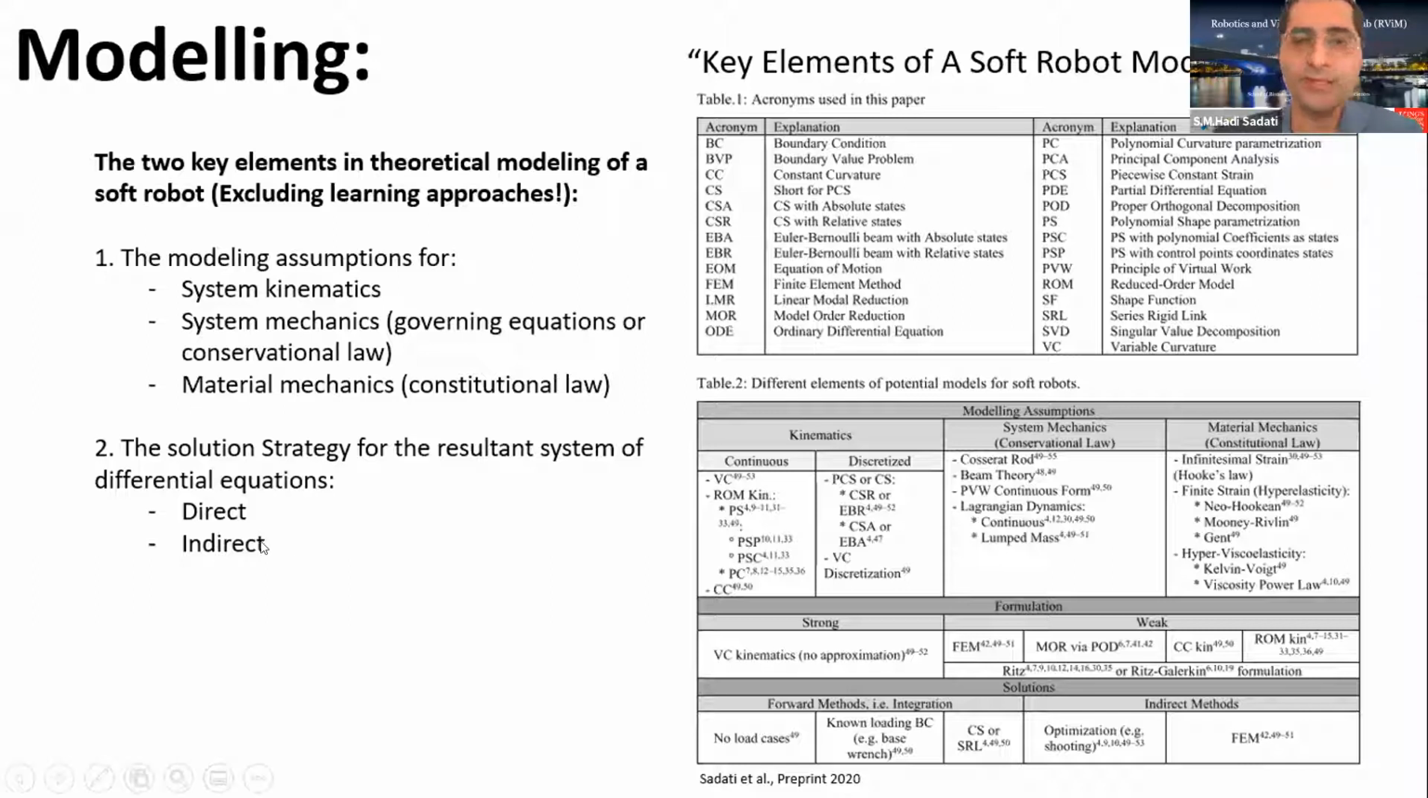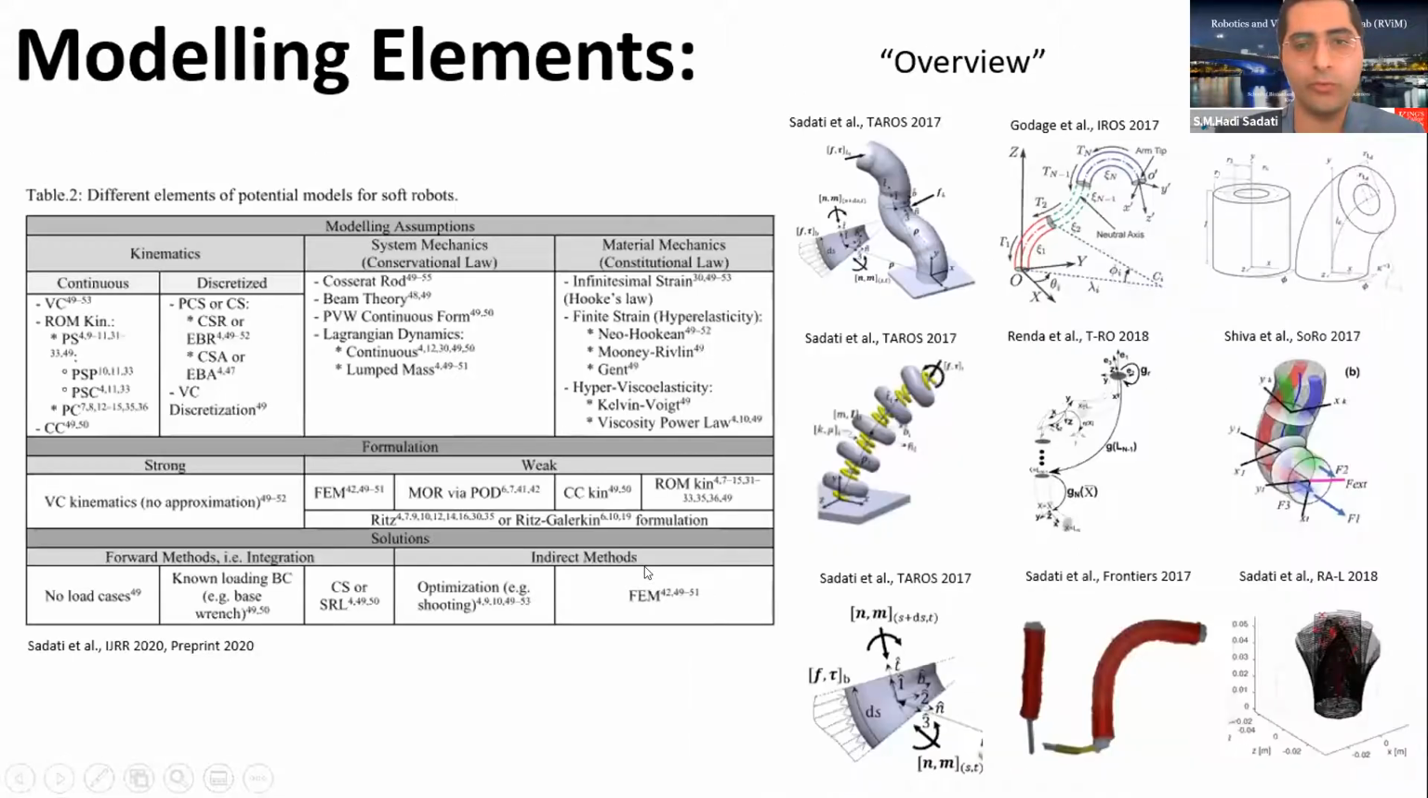And the solution strategy, you can approach it directly. Usually, you cannot do that because you end up with boundary value problems with continuum manipulators, or indirectly in an optimization framework. But you've seen in Federico's presentation that you can formulate a direct problem for the dynamics if you choose the reduced order model approach. You can have a look at our preprints to see more in detail.